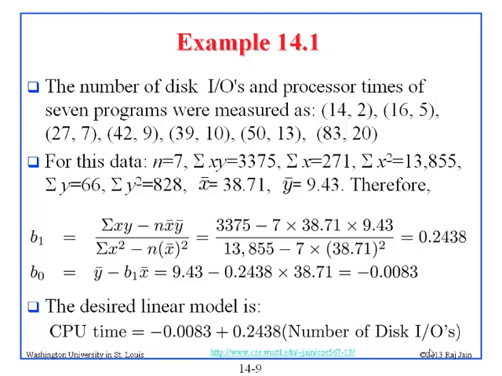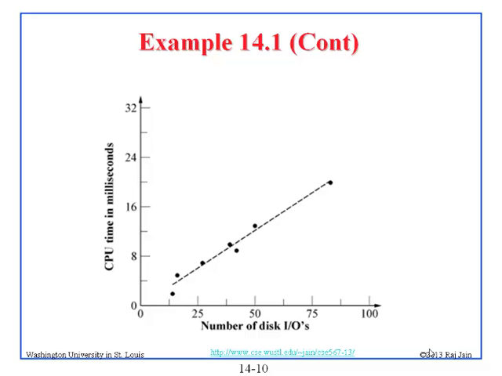Put all those numbers in the formula, and you get b1 equal to 0.2438 and b0 is equal to minus 0.083. And therefore the model is CPU time, which is the second number, is equal to minus 0.083 plus 0.2438 times the first number, disk IOs. All right, this much you would have done in high school or something whenever you fit the line. So I'm going to move on and show you some new stuff.